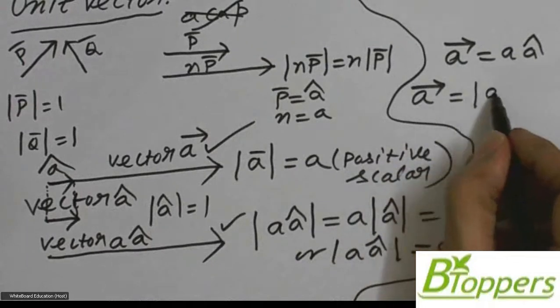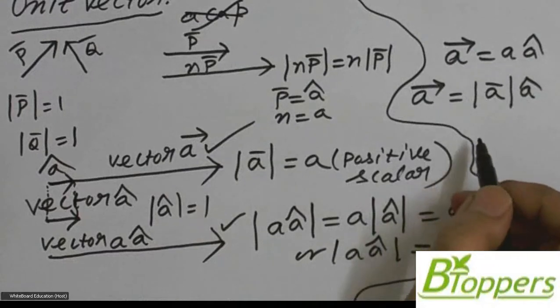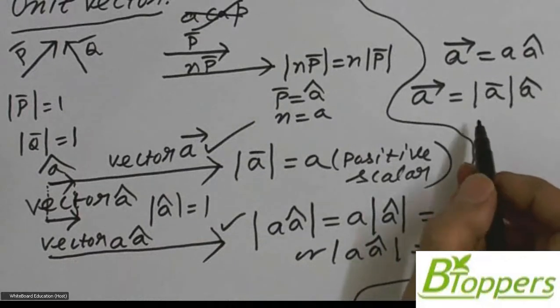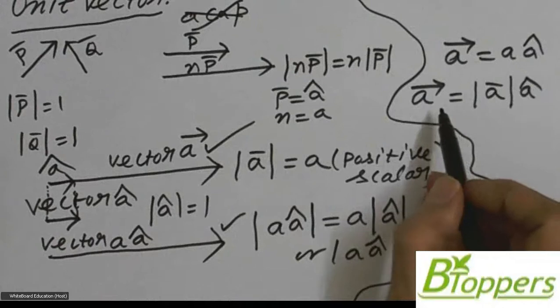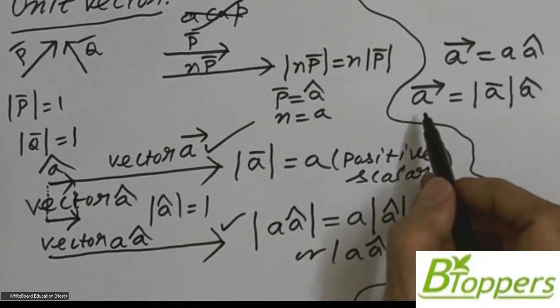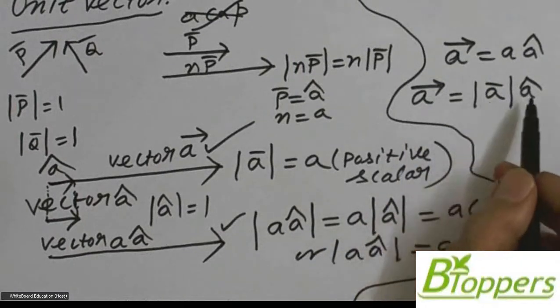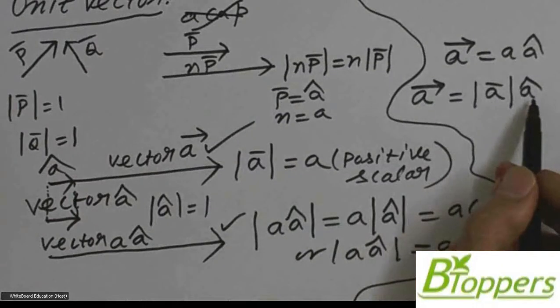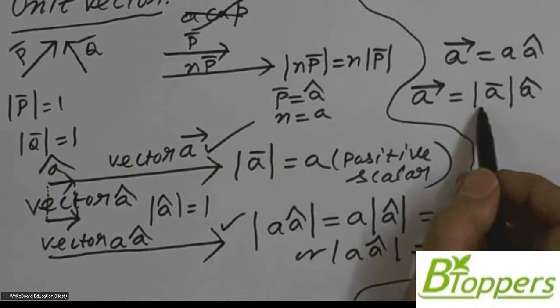or you can write vector A bar is equal to modulus of A bar into A cap. The important conclusion of the discussion is that, in general, any vector can be expressed as the product of its magnitude and unit vector in the same direction.